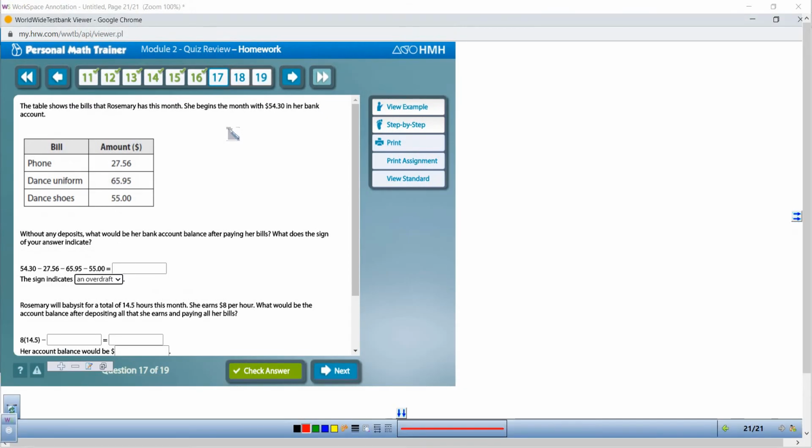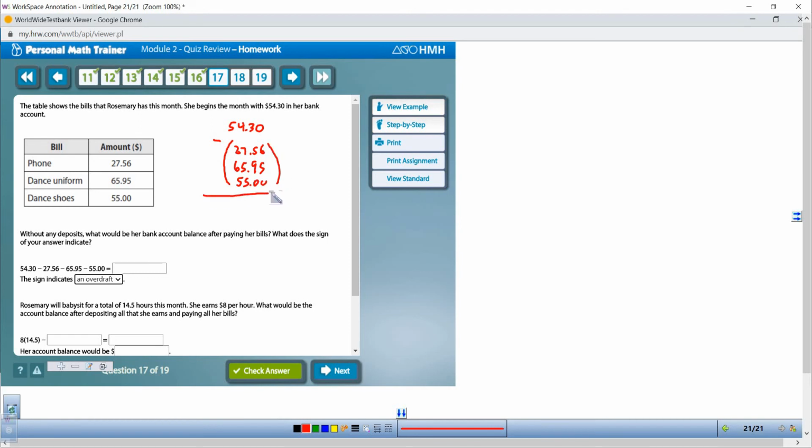Alrighty, so we're going to have to do 54.30, and then I'm going to take away all of these. I'm going to take away 27.56. I'm going to take away 65.95, and I'm going to take away $55.